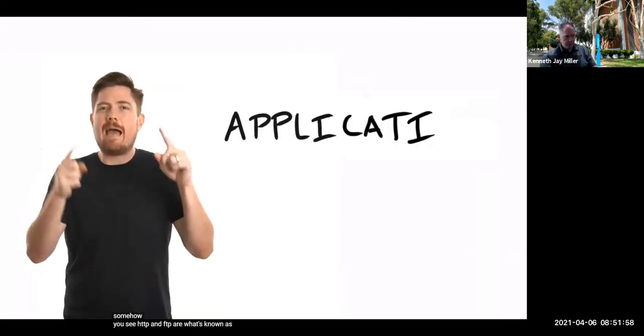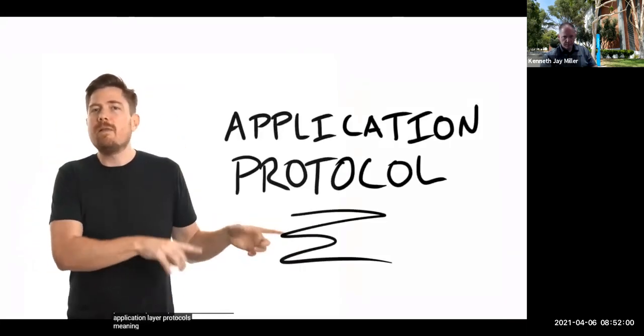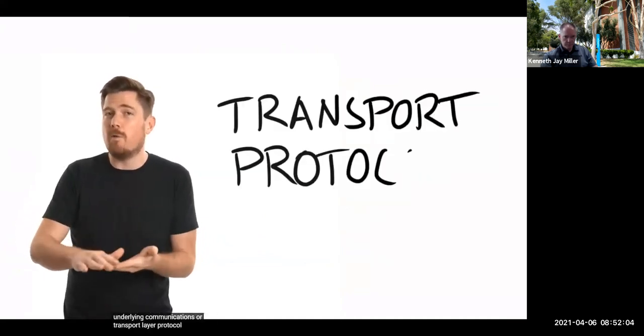So now we know that HTTP is the language web browsers and web servers speak. But how is the HTTP request actually being sent to the web server? I've kind of intentionally glossed over this until now while we've looked at what a valid HTTP request looks like, but we have to send it to the web server somehow. You see, HTTP and FTP are what's known as application layer protocols, meaning they both run on top of an underlying communications or transport layer protocol.